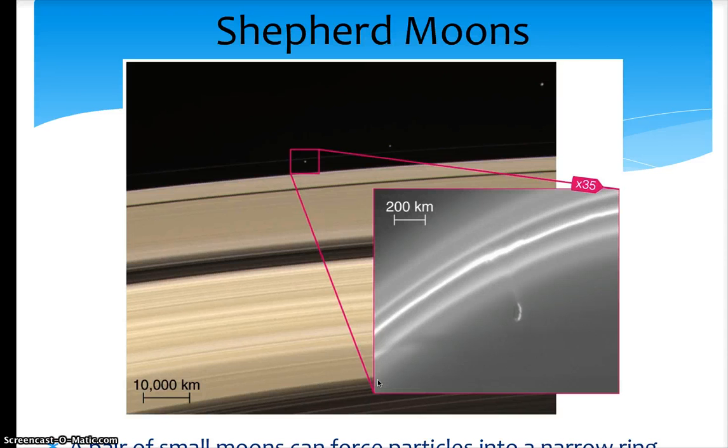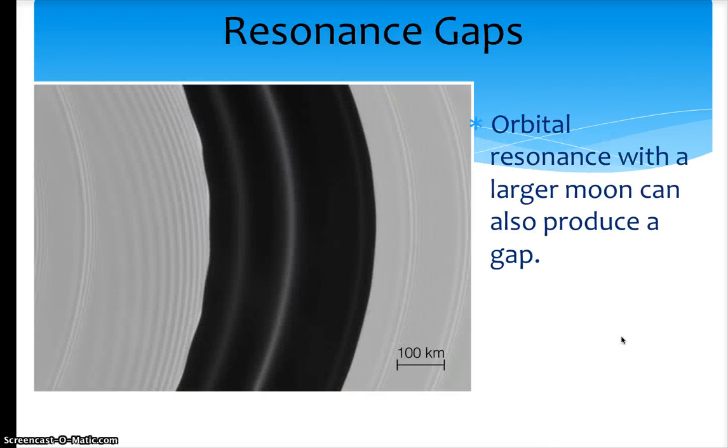There are also sometimes what we call shepherd moons. You see this very thin ring right here, and there's a little moon here and a moon here as well. We call them shepherd moons because in a sense their gravitational influence shepherds the ring particles into a very thin line and keeps them like that. So there's lots of interesting gravitational stuff going on in these ring systems.